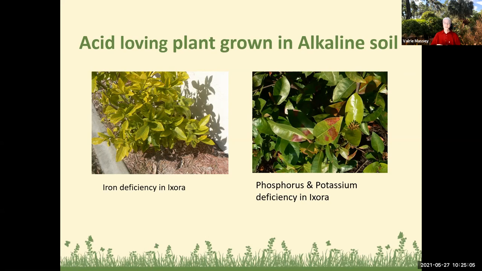So you can see that what's happening is their roots are down in that soil, and it just does not allow certain nutrients to be taken up, because that nutrient is not available through the soil because of the pH. There's an iron deficiency here on the left and a phosphorus or potassium deficiency on the right with the spots.